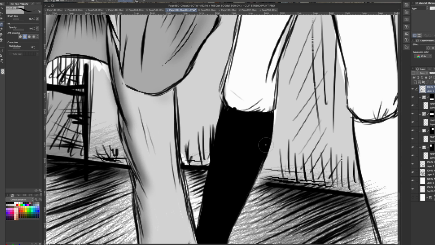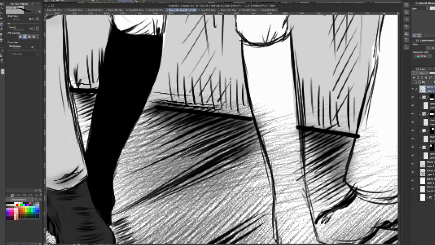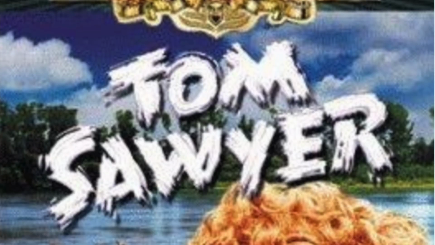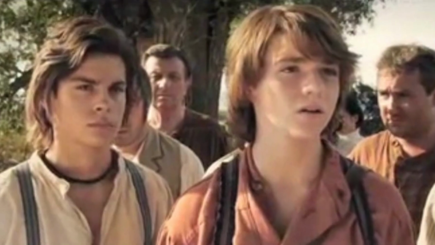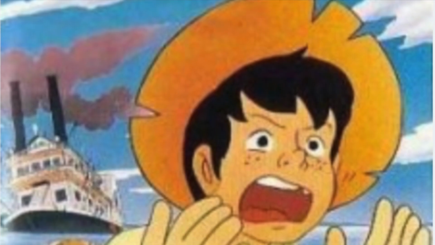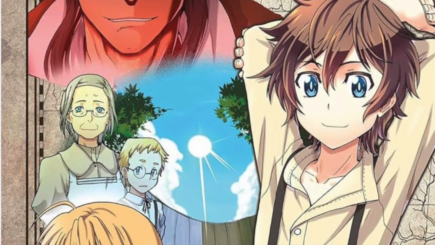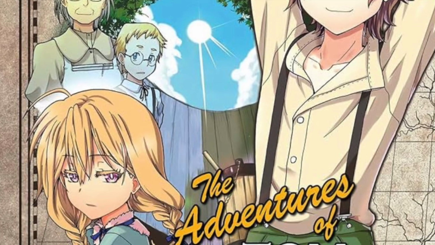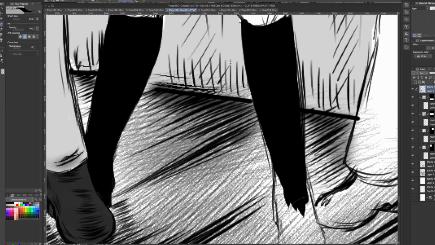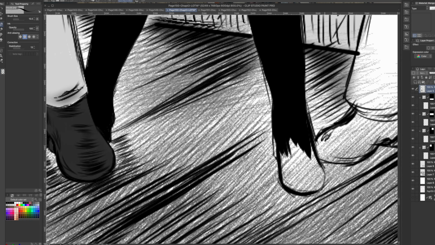This is very important because in so many Hollywood movies or even anime and comic books, a lot of creators reproduce the adventures of Tom Sawyer and Huckleberry Finn, and they completely change the characters, even the story.